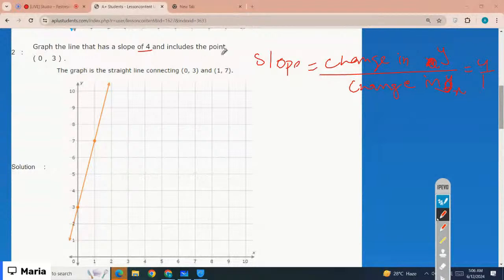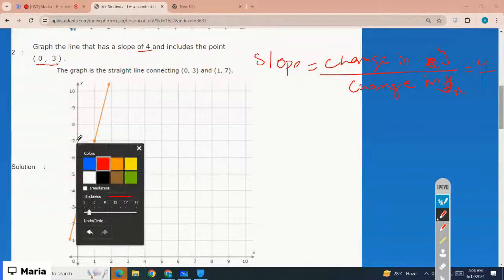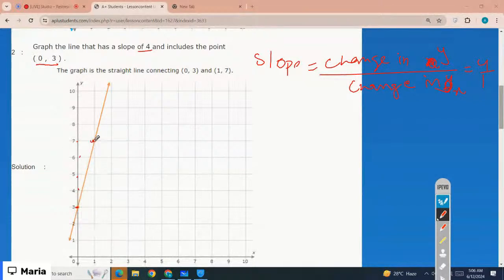Got it? You are given the point 0, 3. So here is the point. X is 0, y is 3. This is the point. Now you have to change in y. The value is changing by 4. 1, 2, 3, and the x value is changing by 1. You have to move 1 here. So that is the other point, right? So the point is 1 and 7. Got it? So you have to connect these 2 points and draw a straight line. Got it?